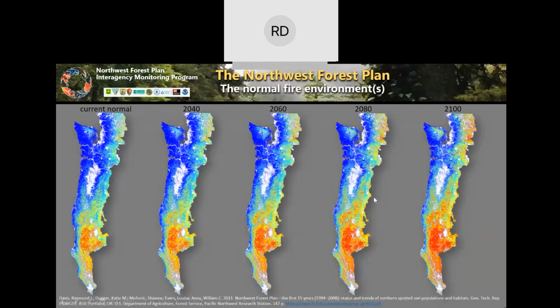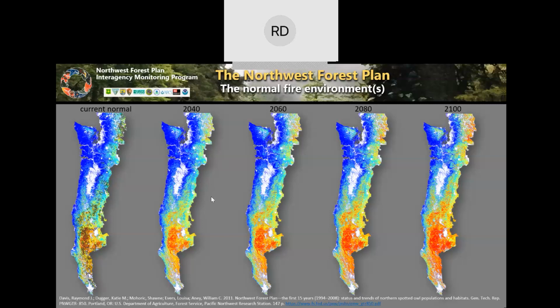So to get a handle on this, we started looking at the occurrence of large wildfires, and that's usually what's taking the forest down. And so here we have a series of what we call normal fire environment maps. This is based on climate normals. The red areas are places that burn frequently. The blue areas are predicted to burn less frequently. So these are very similar to the national burn probability maps. They're just of finer resolution. And also we incorporate NASA NEX downscaled climate predictions to see what that pattern might look like into the future.